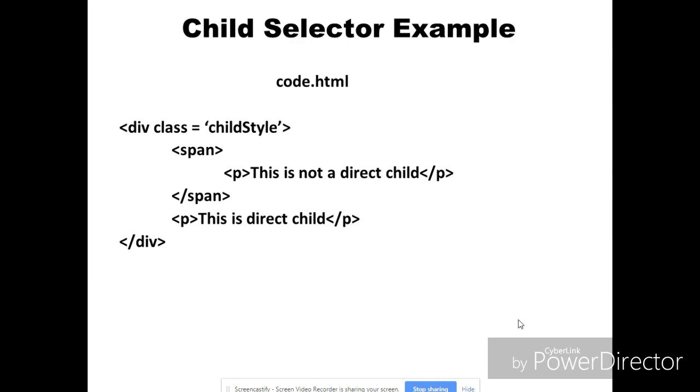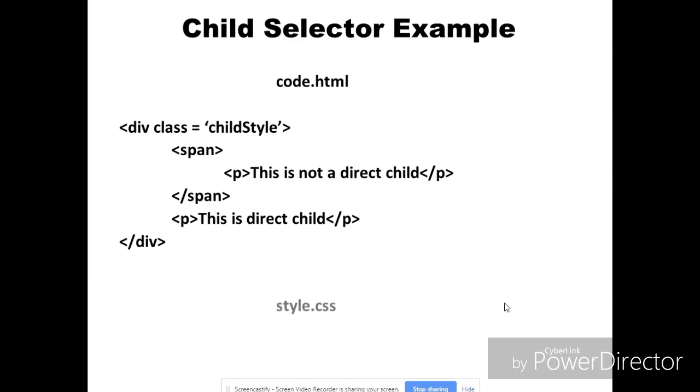So according to this example, the first p tag is not a direct child because before this p tag, it should pass through the span tag. But the second p tag, which has a text, is a direct child, because there are no other tags between the child style class and the second p tag.